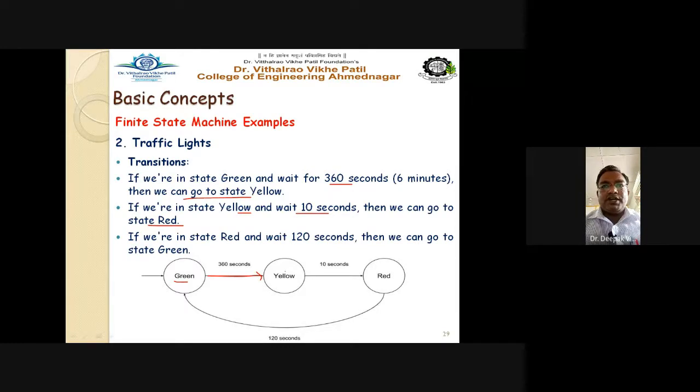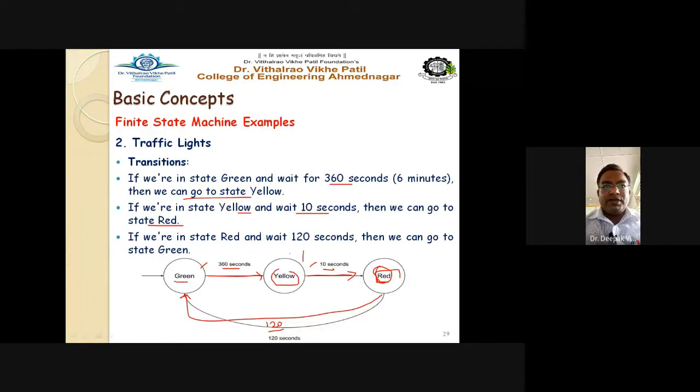And at yellow state, you are giving 10 seconds as input, so it changes from yellow state to the red state. Now at red signal, all the vehicles are waiting here, and how much time will it be red? It is red up to 120 seconds. As soon as this 120 seconds is completely finished, the state changes from red to green. So I can say that 120 seconds is the input to red, 10 seconds is the input to the yellow signal, and 360 seconds is the input to our green signal, right?